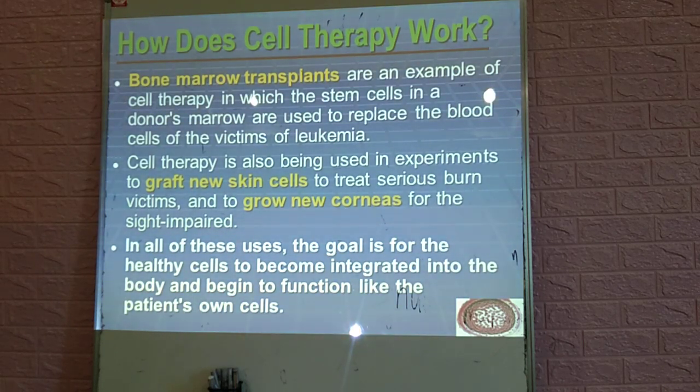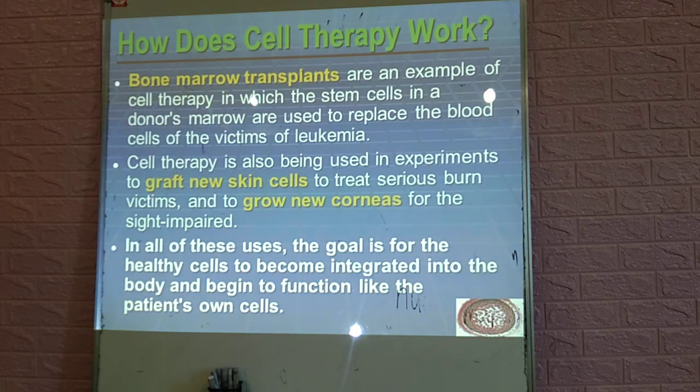Cell therapy is also being used in experiments to graft new skin cells to treat serious burn victims and to grow new corneas for the sight impaired. So if you are to remember, it is also used to graft new skin cells, specifically for those individuals who have suffered from third-degree burns, and of course to grow new corneas.